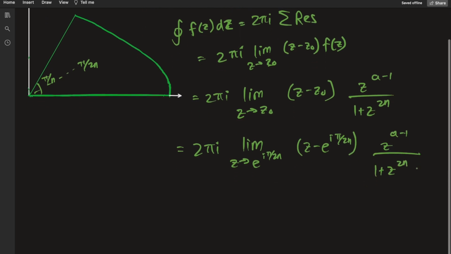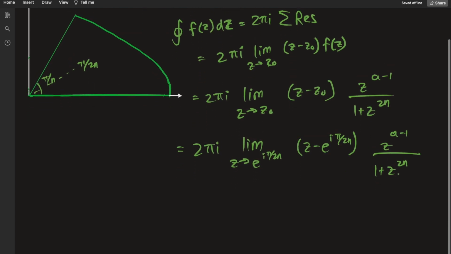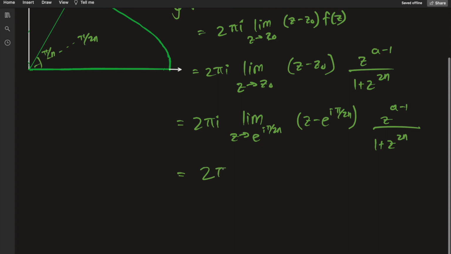Now notice that as z goes to e to the i pi over 2n, the denominator will go to 0, because that's the definition of the pole. That's how we calculated the pole actually. And then even this term will go to 0. So we actually can work with L'Hopital's rule.